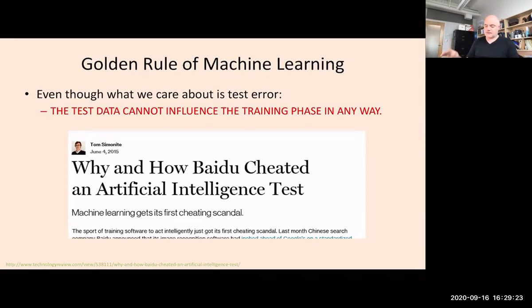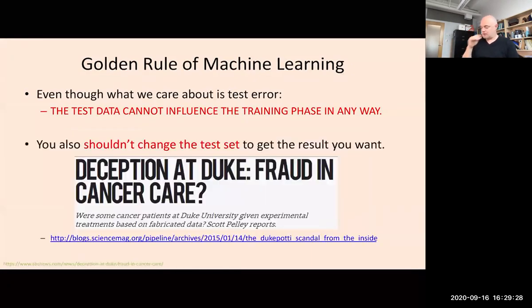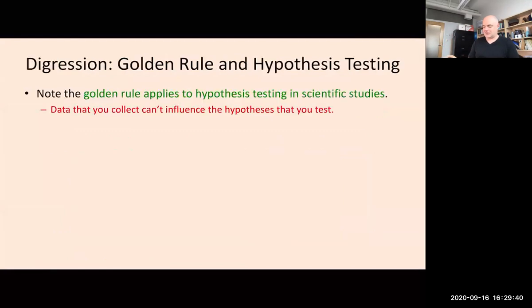So this is actually how Baidu cheated and won one of the initial image classification competitions, right? You also can't change your test set, right? That's clearly verboten, right? But this actually happens as well. You can't change your test set to get the result you want.